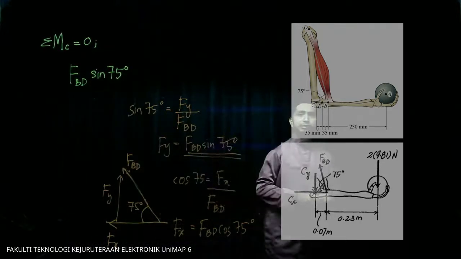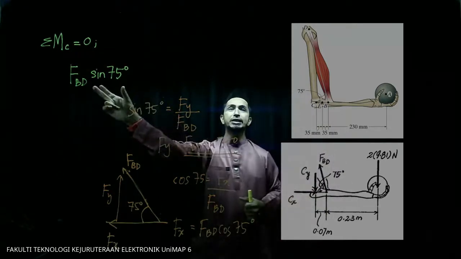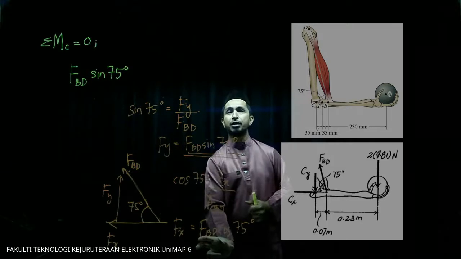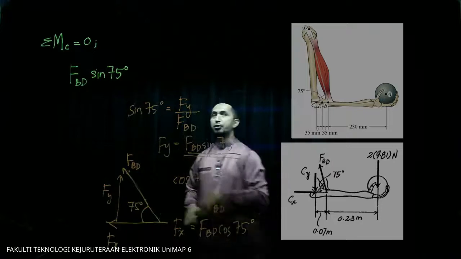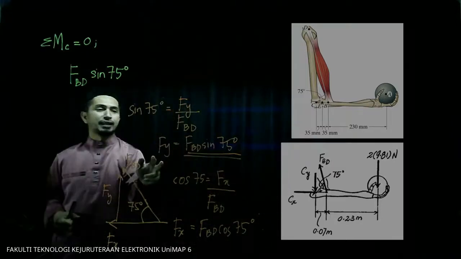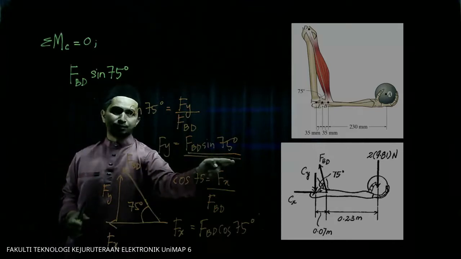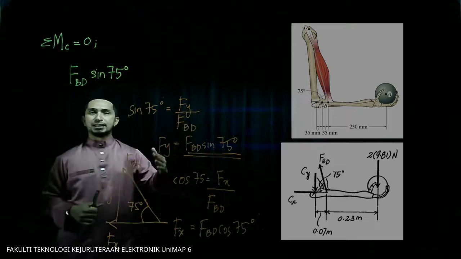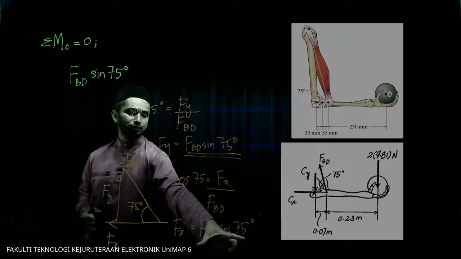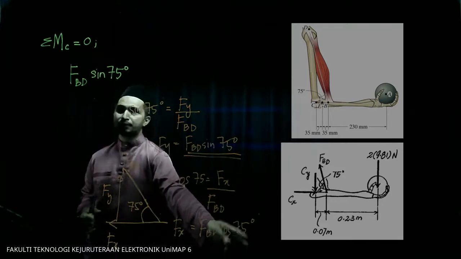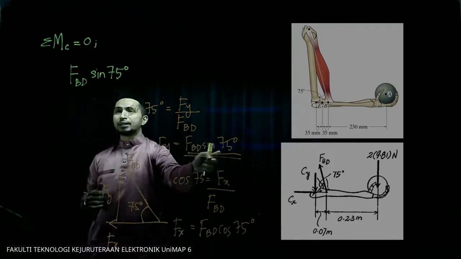Okay, class? So why do I choose sine 75 instead of cos 75? Because now I want to resolve FBD into y directions. If I want to resolve into y directions, then from here you can see that Fy equals FBD sine 75. For other cases, if I want to resolve it into x directions, then we need to choose FBD cos 75. But now the condition is Fy. That's why we use sine 75.